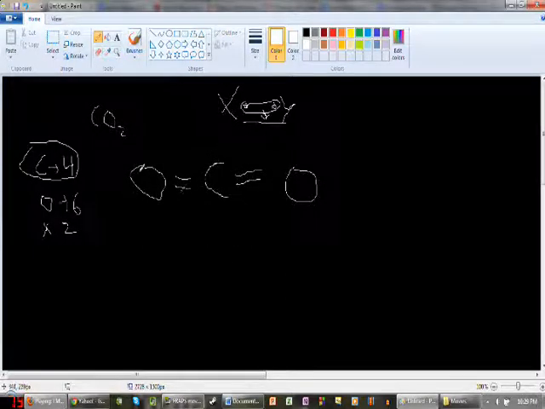But what about the oxygens? We've only used up 2 of their electrons, so we have to fill in the unused ones. A lone pair here, and then a lone pair for the other one as well. So carbon dioxide is a simple example, and it has none of the exceptions. So that's carbon dioxide.